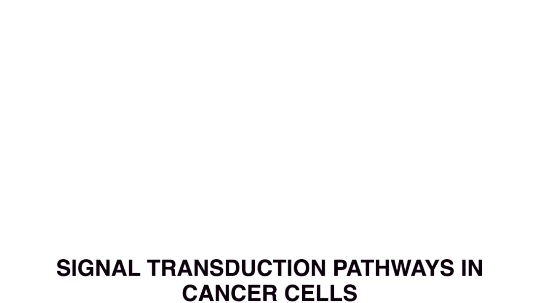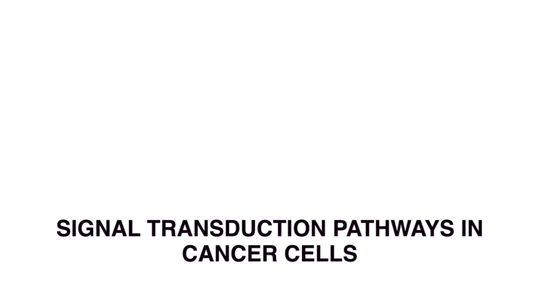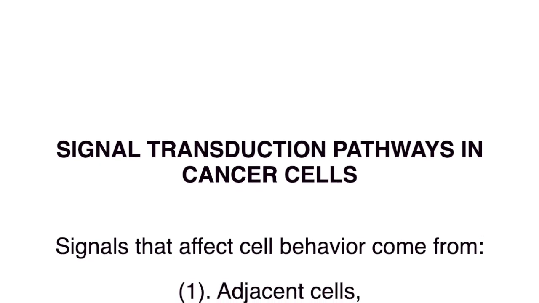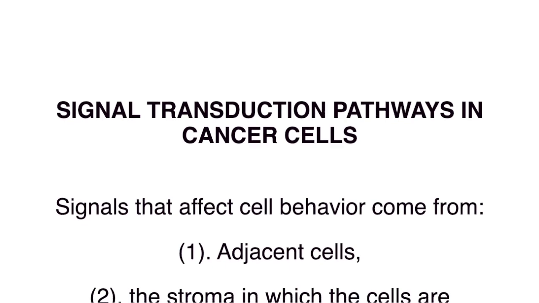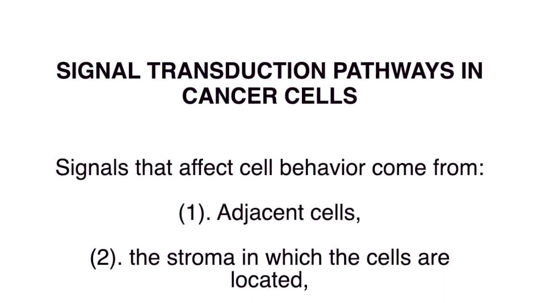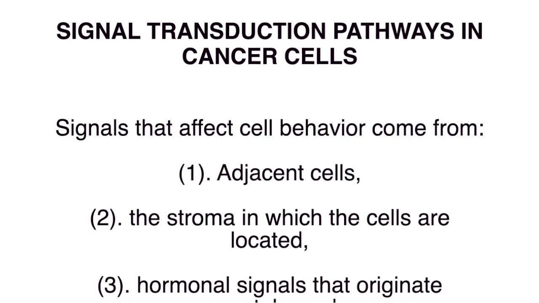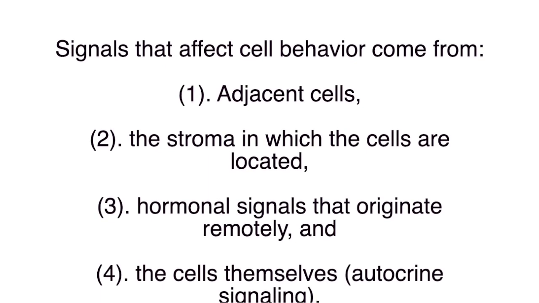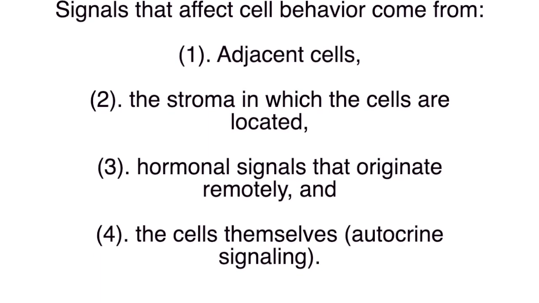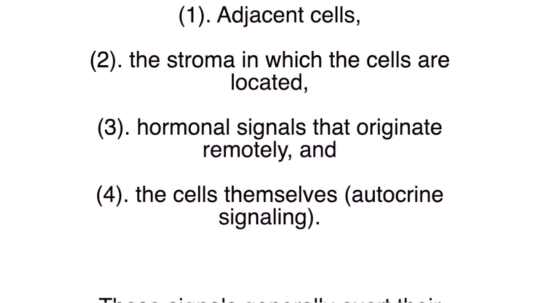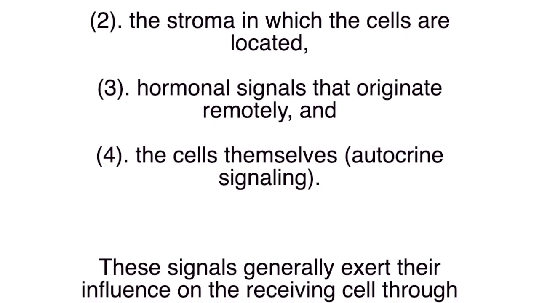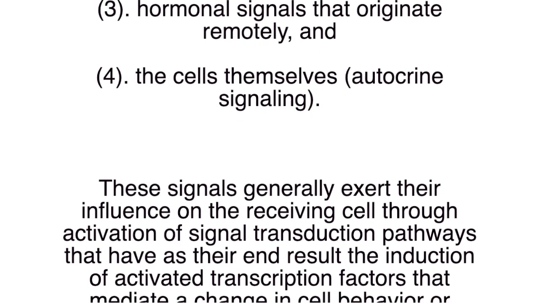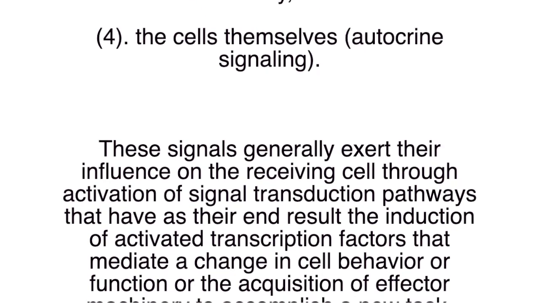Signal transduction pathways in cancer cells. Signals that affect cell behavior come from adjacent cells, the stroma in which the cells are located, hormonal signals that originate remotely, and the cells themselves, that is, autocrine signaling. These signals generally exert their influence on the receiving cell through activation of signal transduction pathways that have as their end result the induction of activated transcription factors that mediate a change in cell behavior or function, or the acquisition of effector machinery to accomplish a new task.